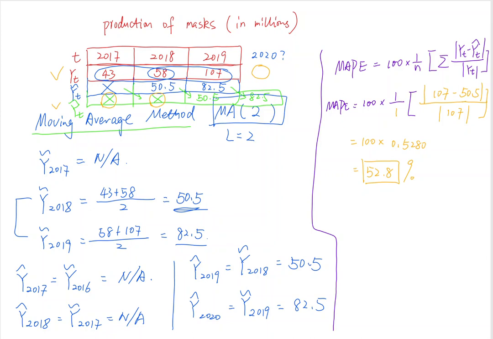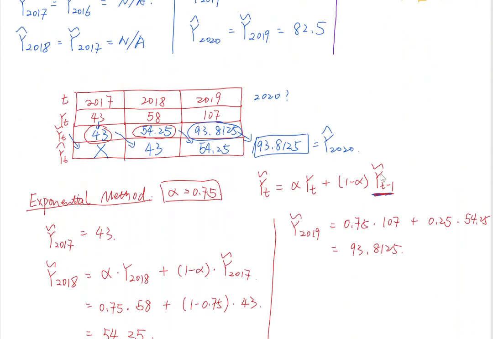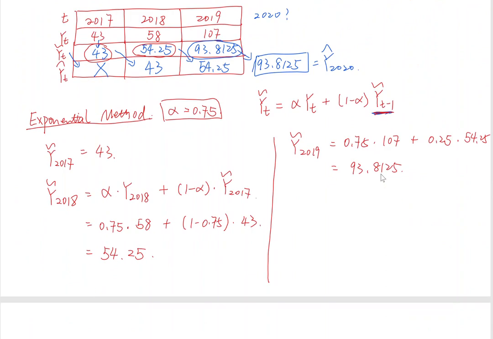All right, okay. So this is the MAPE for the simple moving average method with L equals to 2. All right, so this is the way how you get the MAPE. Right, next, let's check how to calculate the MAPE for the exponential method.